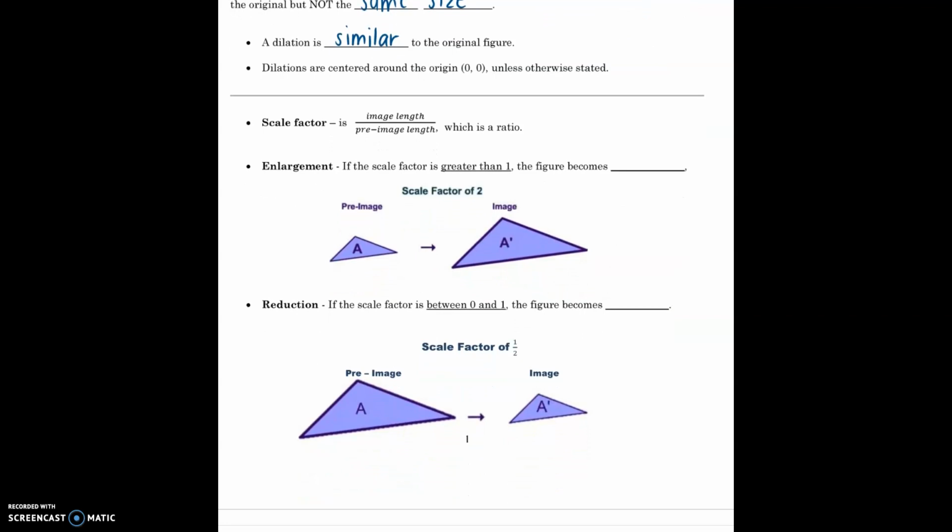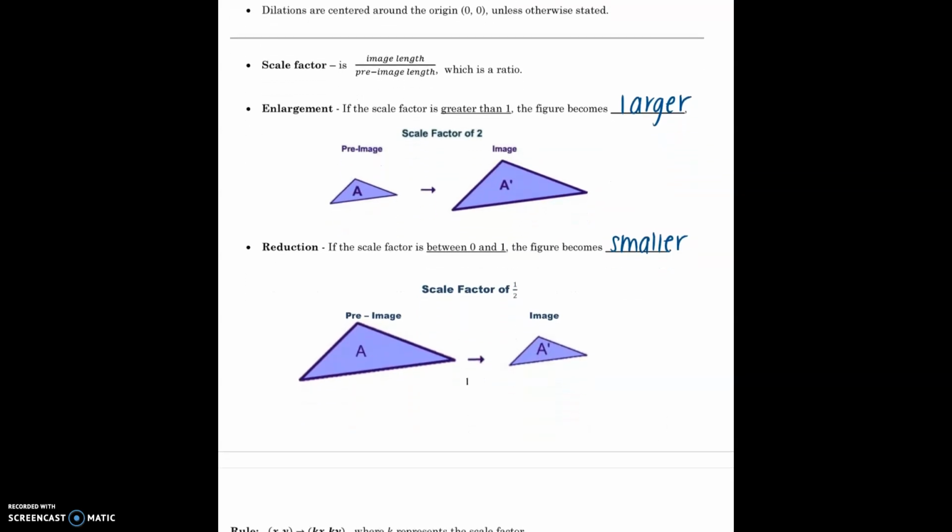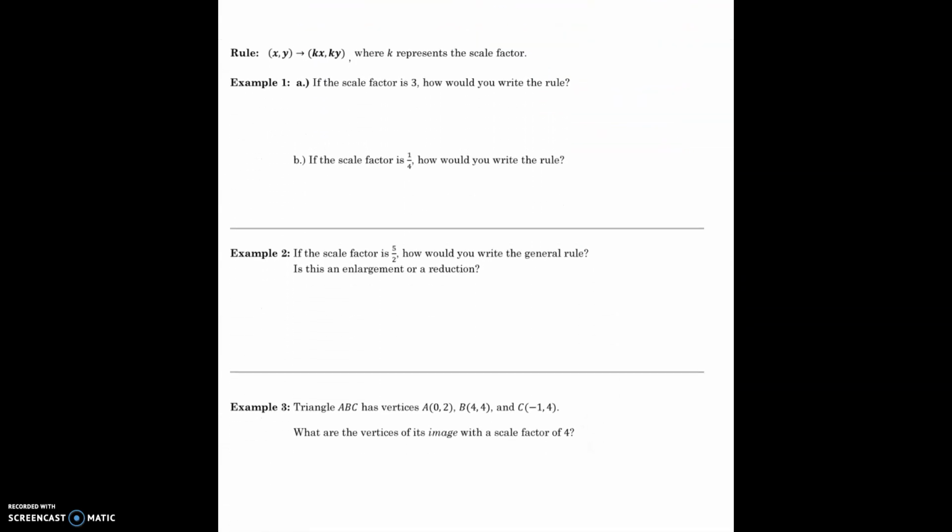The scale factor is a ratio between the image length and the pre-image length. An enlargement is a dilation where the scale factor is greater than 1 and the figure becomes larger. A reduction is a dilation where the scale factor is between 0 and 1 and the figure becomes smaller. The general rule for a dilation is (x, y) arrow (kx, ky), where k represents the scale factor for the dilation.